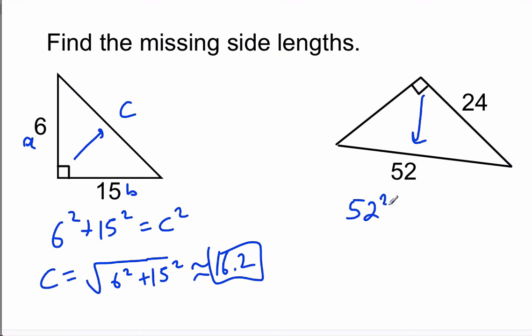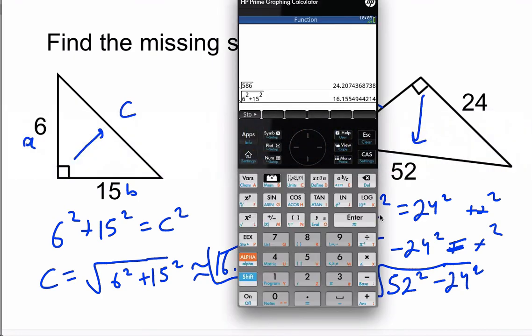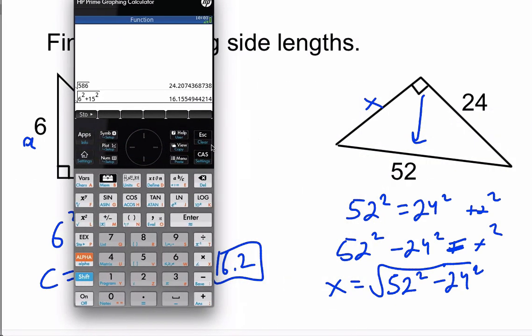So we can do 52 squared equals 24 squared plus, let's call that x, x squared. So we can subtract 24 squared from both sides of the equation, and x equals the square root of 52 squared minus 24 squared. So we can do that on our calculator. Square root of 52 squared minus 24 squared, and we get 46.1.